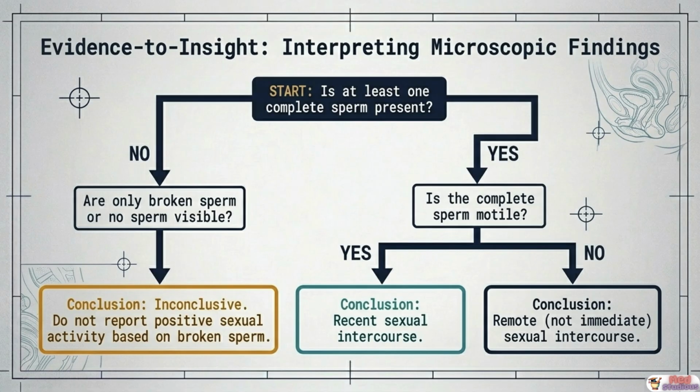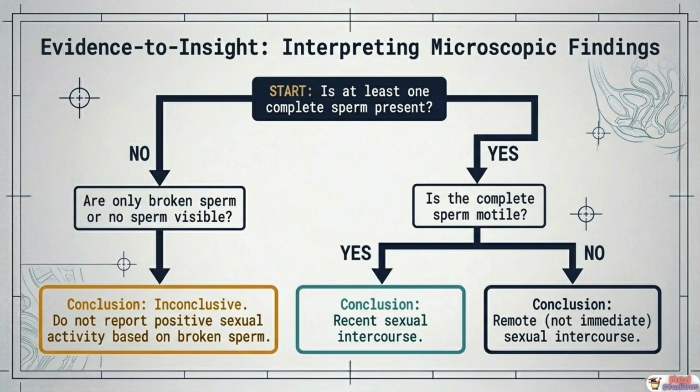One of the most consequential skills in forensic sexual medicine is the accurate microscopic interpretation of spermatozoa, because the conclusions drawn directly determine whether a survivor's account is corroborated as recent, remote, or inconclusive. The interpretation follows a standardized decision algorithm. The first question: is at least one morphologically complete spermatozoan present, meaning a sperm cell with both an intact head and tail? If the answer is no, and only broken or fragmented sperm heads are visible, or no sperm are detected at all, the finding is reported as inconclusive.